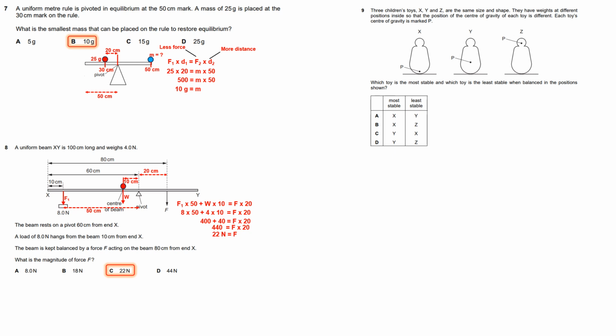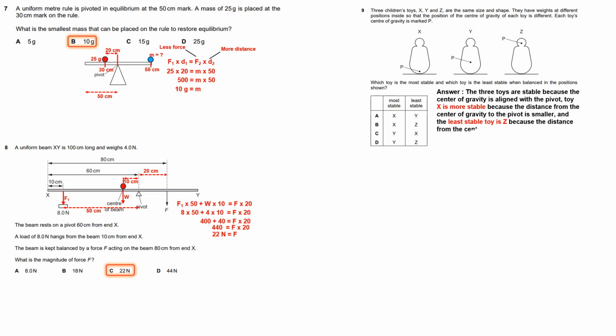Question 9. The three toys are stable because the center of gravity is aligned with the pivot. Toy X is more stable because the distance from the center of gravity to the pivot is smaller. And the least stable toy is Z because the distance from the center of gravity to the pivot is bigger.